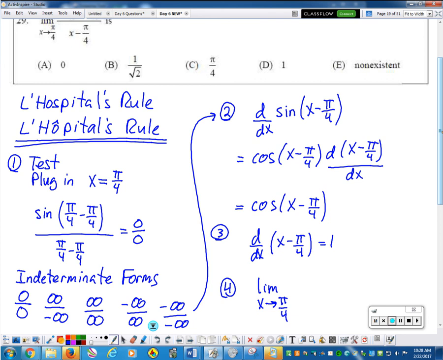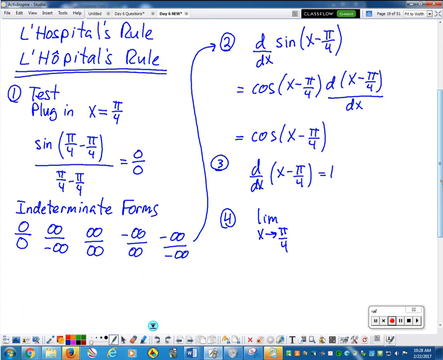And the new limit problem is simply the two derivatives divided by each other. So we take the cosine of x minus pi over 4, that's the numerator derivative, divided by the denominator derivative of 1. So you create a new limit problem. Write it down.